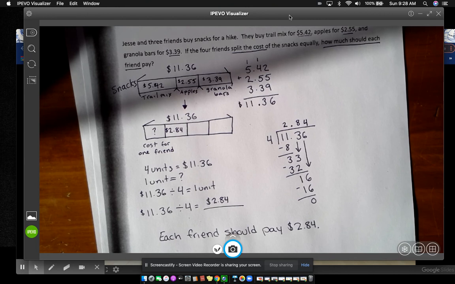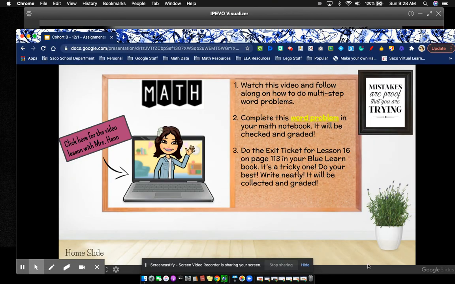And the exit ticket that you're going to find on page 113 is tricky because it gives you some tape diagrams and you need to come up with the problem. So really think through about the stories and what would realistically match for the tape diagrams that were provided to you. Good luck, and I can't wait to see what you come up with. Bye.